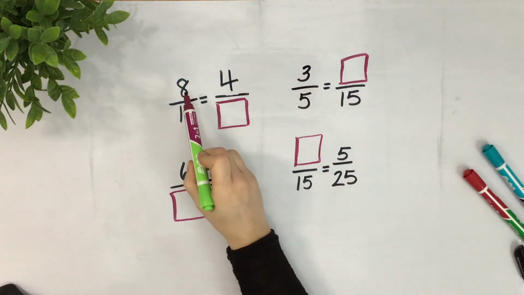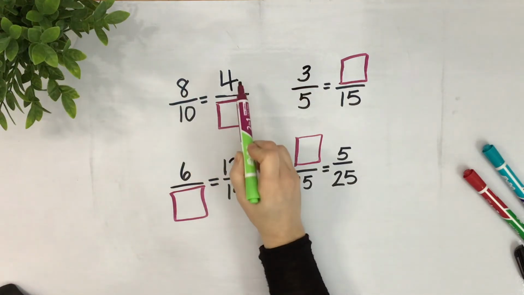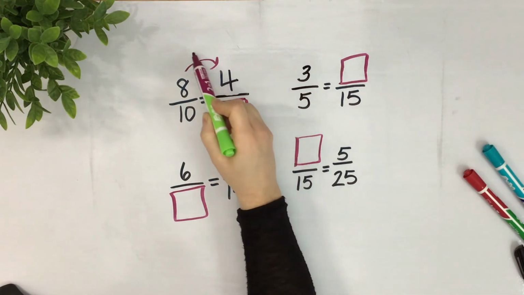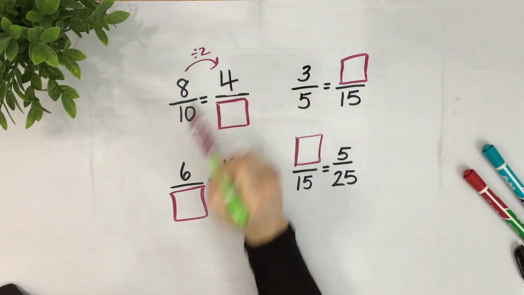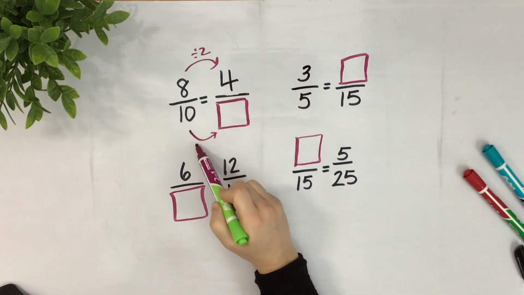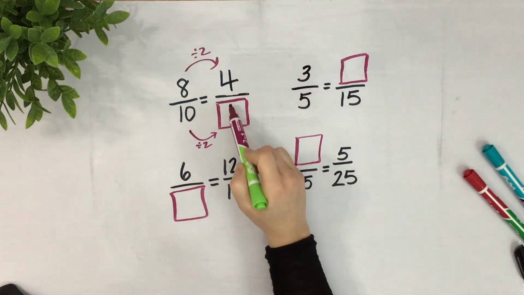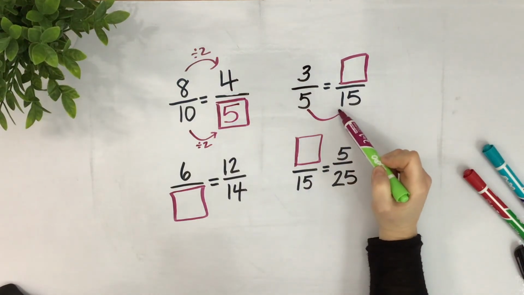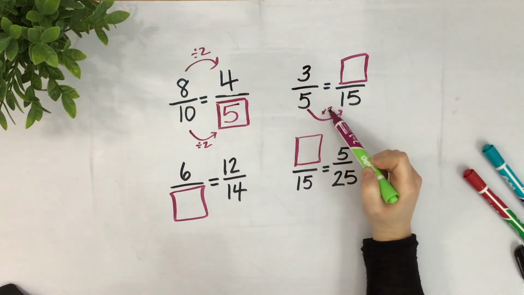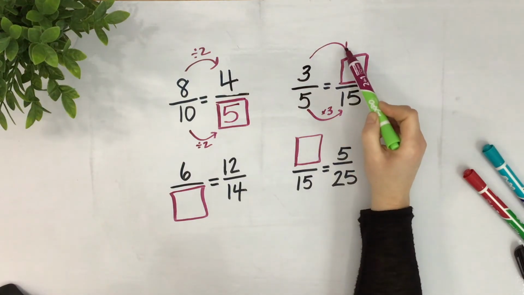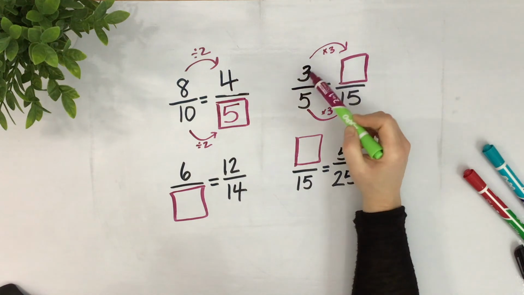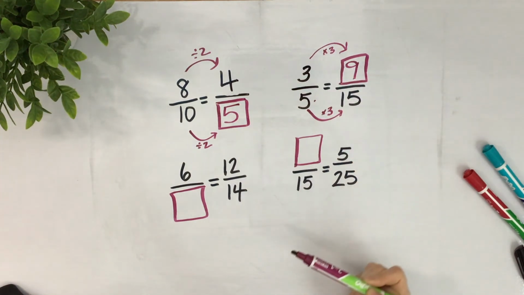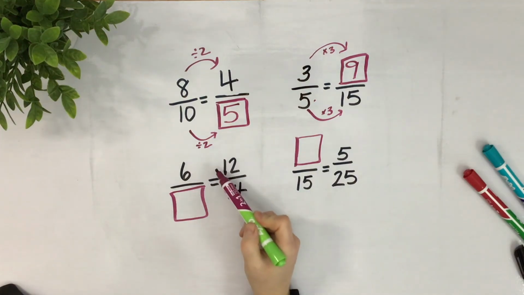Okay, here we have 8 over 10 is equal to 4 over what? I see that I am dividing by 2 to change my numerators, so I must divide by 2 to change my denominators. 5. Here I can see that I am tripling my denominators, so I must triple my numerators. 3 times 3 is 9. 3/5 equals 9/15.